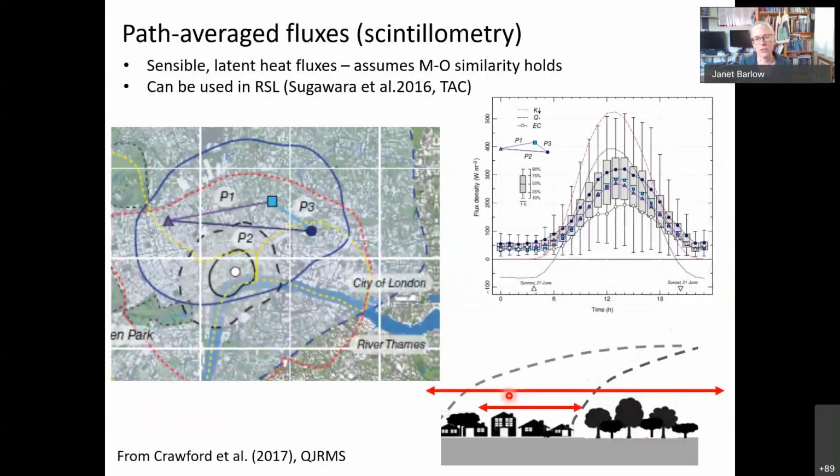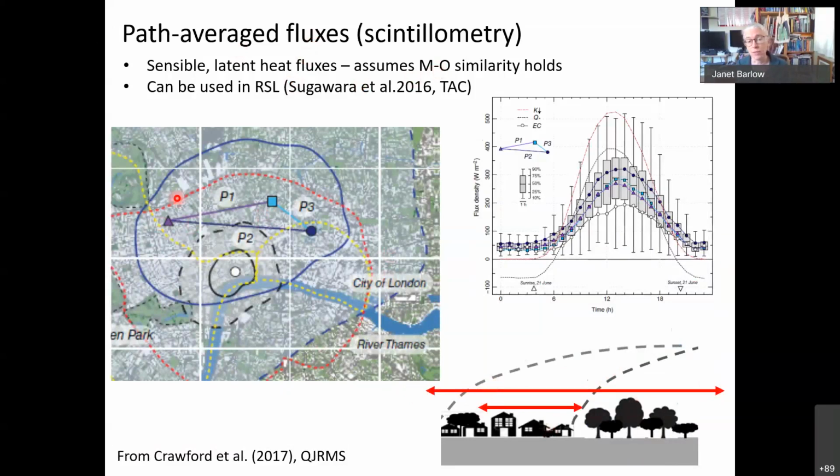Moving down to the internal boundary layer kind of scale, what can we do there? So it's clearly still really important to measure surface fluxes, but on this larger scale. And scintillometry comes into its own there. So this is a laser transmitter and receiver with a horizontal path. It's a path average measurement of the flux. Now you have to assume Monin-Obukhov similarity holds along the path in order to invert that and get a flux.